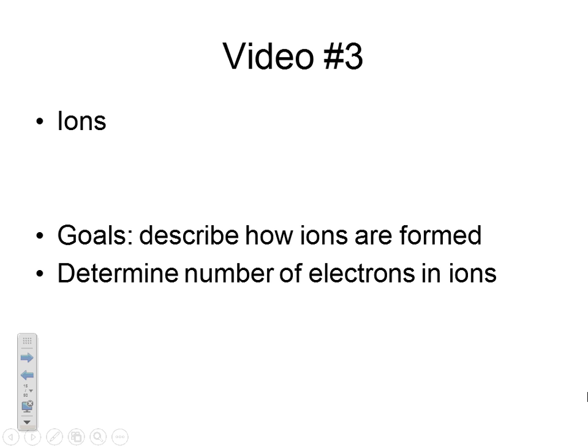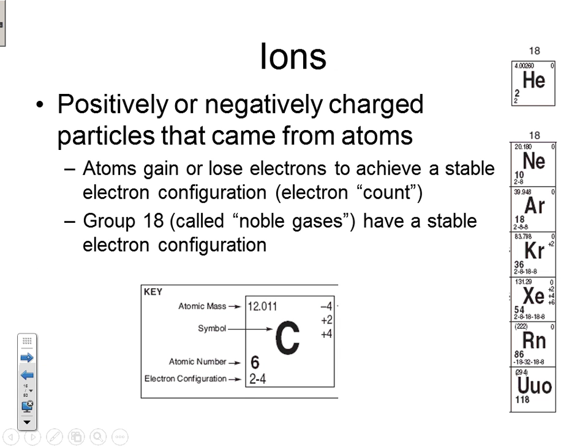In this video, I'm going to talk about ions, go into a little more detail. I know you learned it in the POGL, but just make sure that everyone's really confident about it. So we're going to be describing how ions are formed, and then we're going to be determining the number of electrons in an ion. So first of all, what is an ion? It is a positively or negatively charged particle that came from an atom.